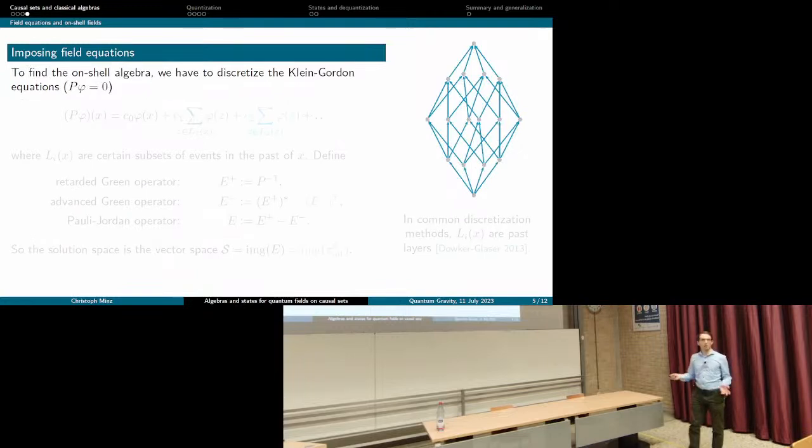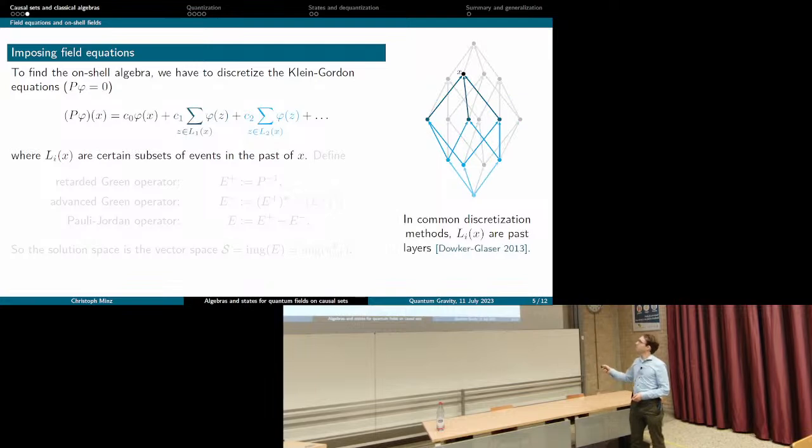Next, we now want to impose the field equations to go actually on-shell. So what you first have to do, you take your field equations that you might know from your favorite spacetime, and you need to discretize it. So, for example, for the scalar field theory, we have the Klein-Gordon field equation that we want to discretize, and this means that we usually take any point and look into its past, and the past then split it up into several sets, and these sets are then used for the discretizations.